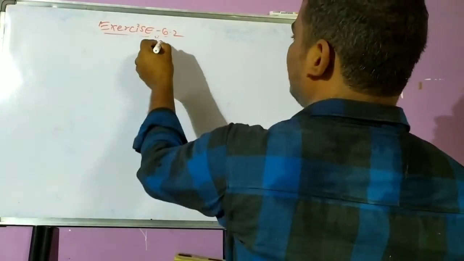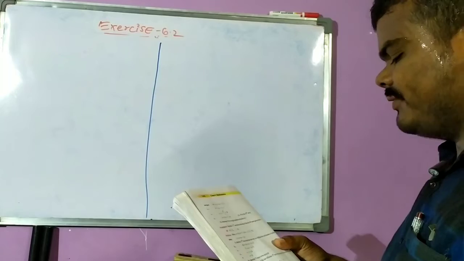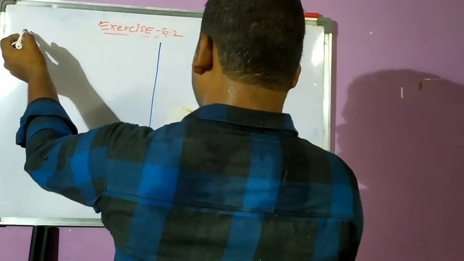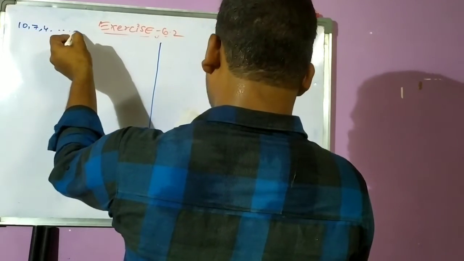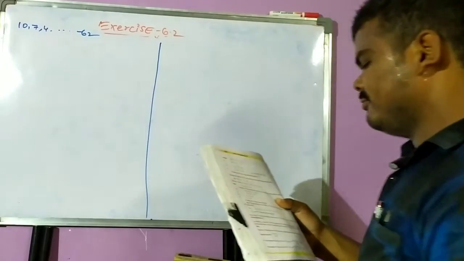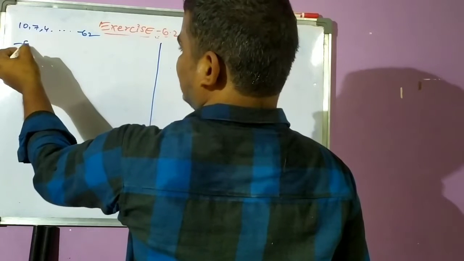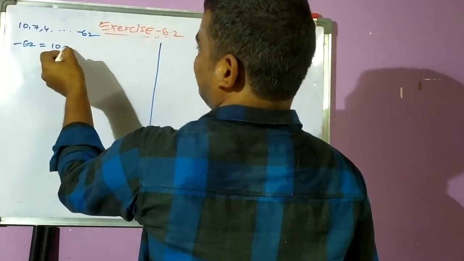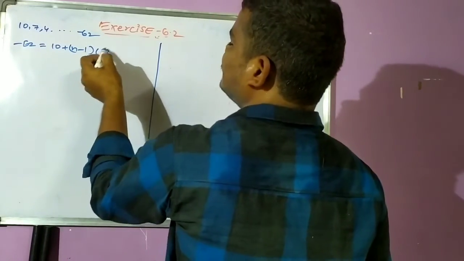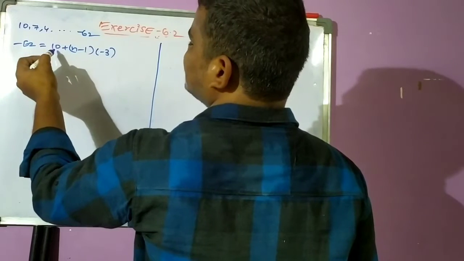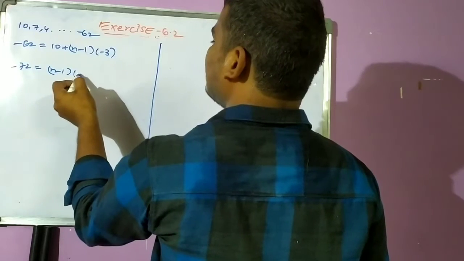Example 8. Now find the 11th term from the last of the AP given below: 10, 7, 4, and so on, up to minus 62. We need to calculate the nth term of the AP. Minus 62 is equal to a plus n minus 1 into d, where a is 10 and d is 7 minus 10, which is minus 3.